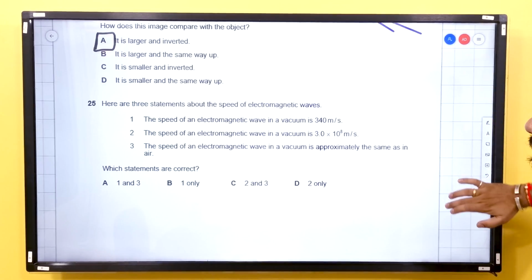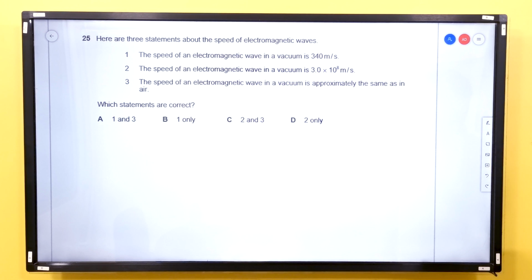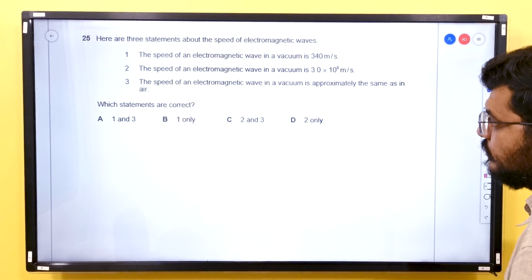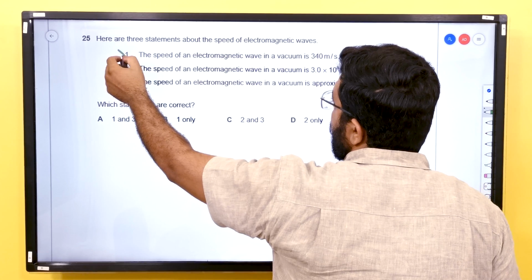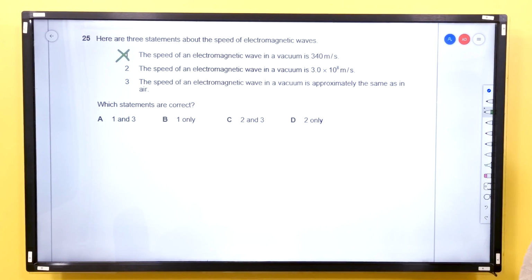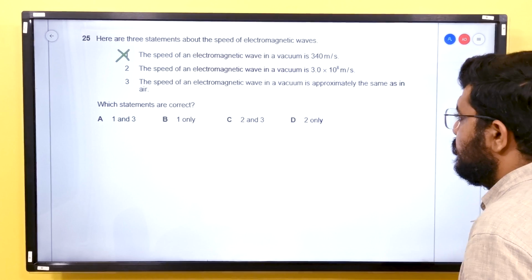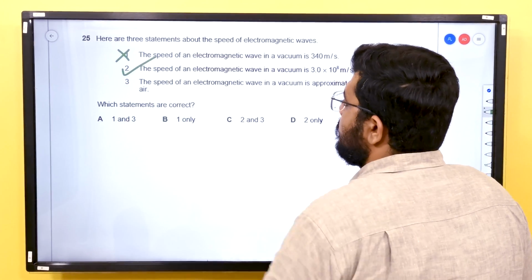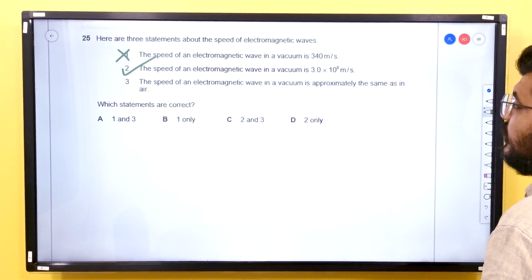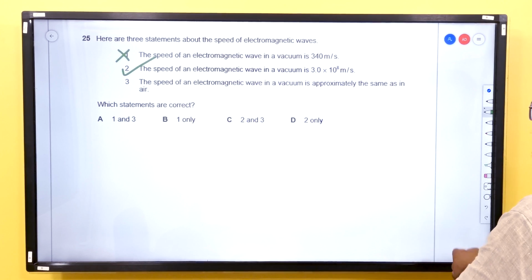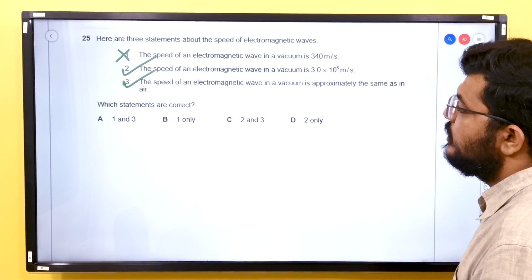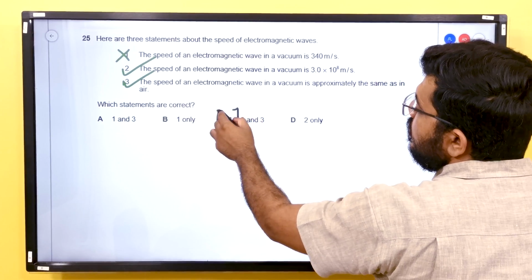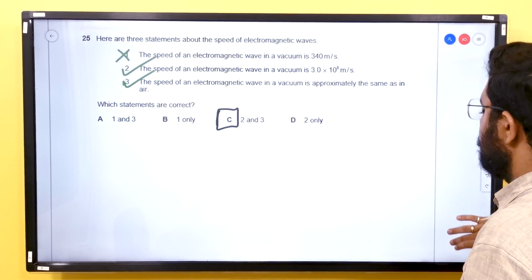Question 25. Here are three statements about the speed of electromagnetic waves. The speed of an electromagnetic wave in a vacuum is 340 meters per second. No. The speed of an electromagnetic wave in vacuum is 3.0 × 10^8 meters per second. Yes. The speed of an electromagnetic wave in a vacuum is approximately the same as in air. Yes. So your correct option must contain 2 and 3, which is option C.